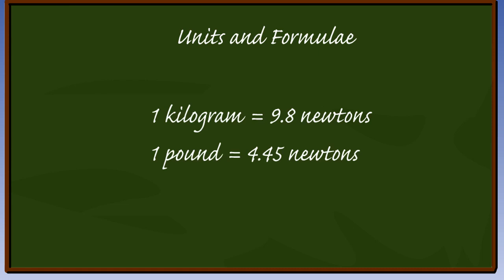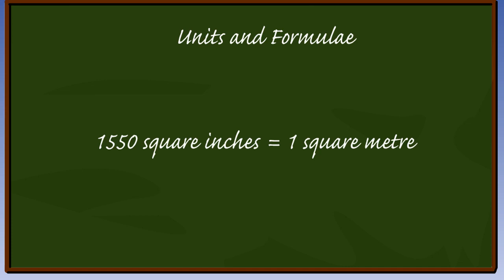The force acting on a liquid is the total load available and can be measured in newtons, pounds or kilograms. 1 kilogram equals 9.8 newtons or 2.2 pounds. Therefore 1 pound equals 4.45 newtons. Area can be measured in square inches or square metres. There are 1,550 square inches in a square metre.